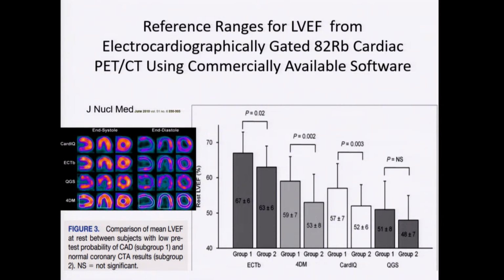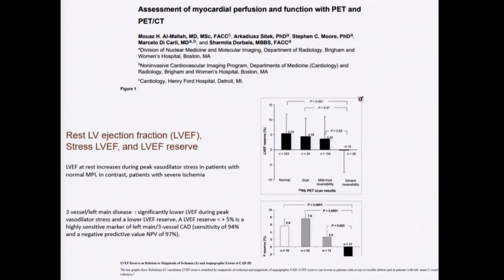Okay, this is what I talked about earlier. This is a study done with PET. You can see using a different software, EF is very different. Okay, you can go from 67% with ECTb toolbox to 48%. Big differences. So know what's the normal value of the package you're going to use. And this is the same thing I mentioned for SPECT, it applies for PET. The difference is with PET, you image a little bit earlier with rubidium.